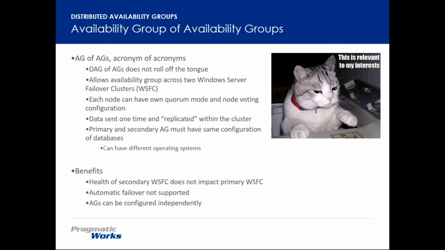So the benefits, we've already talked about a couple of those. Health of secondary cluster does not impact the primary cluster. So when you have data centers that are distributed geographically, this can be nice. Automatic failover is not supported. I have a feeling that's coming, but that would be a bit hairy. This is something you'll want to failover manually. There's a lot of moving parts here. The other thing is the AGs can be configured independently. So if you want to have different automatic failover targets, things like that, you can do those, depending on what each site needs and who's using those replicas and for what.